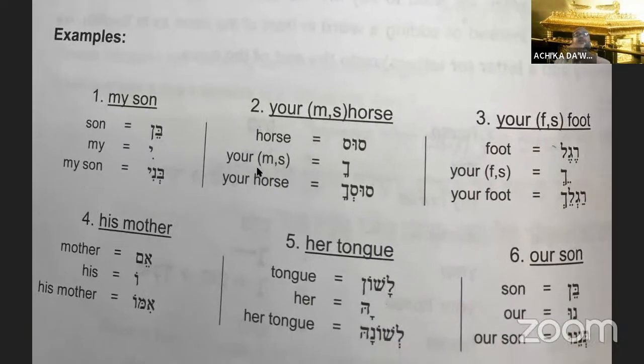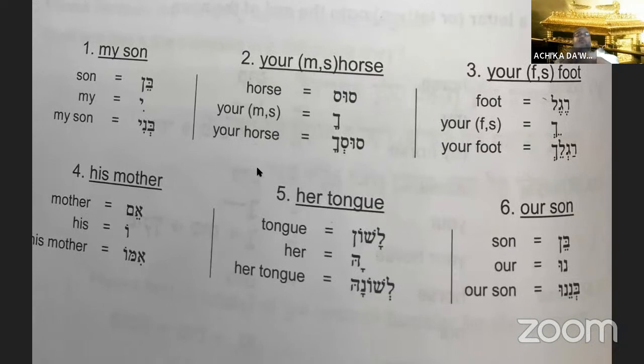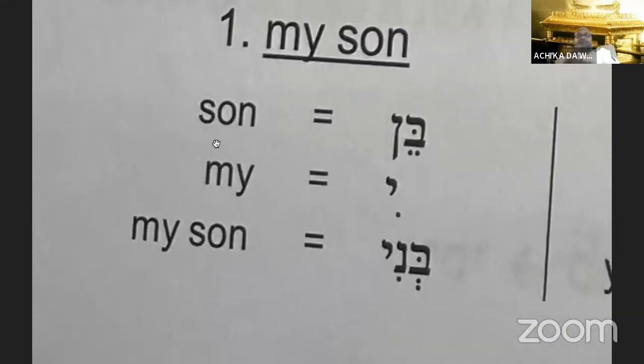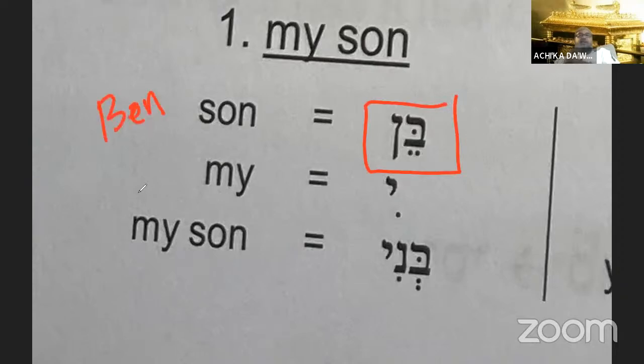Here are some examples of the different nouns that you can use. My son, your horse, your foot. They're giving you different examples of the son and the horse for your masculine at the top, and they're telling you how it's supposed to be done. Okay. So just looking at "my son" right quick. The word son by itself is called ben, usually written B-E-N. And then they call it beni. So all it was, was put a little yod right there. Now if you saw it translated, that'd be "my son."